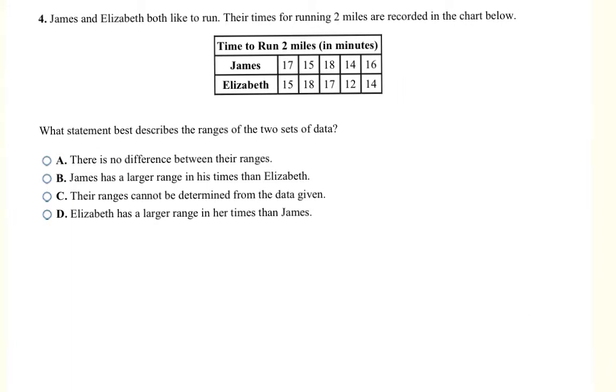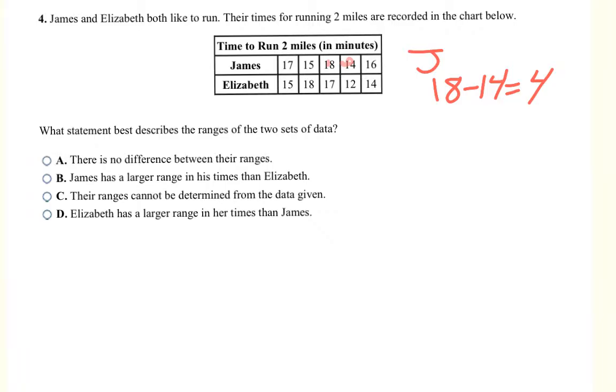This problem here says James and Elizabeth both like to run. Their times for running 2 miles are recorded in the chart below. Which statement best describes the ranges of the two sets of data? So we're going to need to find the range for James and for Elizabeth. The range is subtracting the smallest value from the largest value. So if I look at James, his smallest value is 14, and his largest value is 18. So for James, we're going to take 18 minus 14, which is 4.